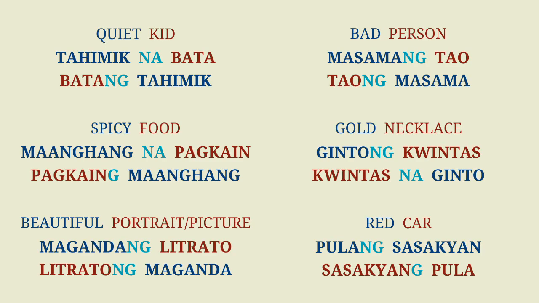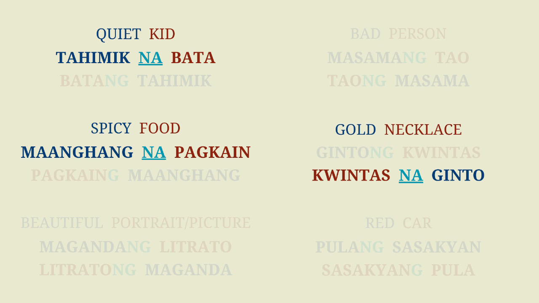It can either be the word na or by adding the suffix, which is ng. The linker that you use will depend on the word that comes first. If the word that comes first ends in a consonant, you use na, like in these examples. So if you look closely at the examples, for the first one, we have tahimik as the first word. So this one ends with a consonant, therefore we use the linker na.